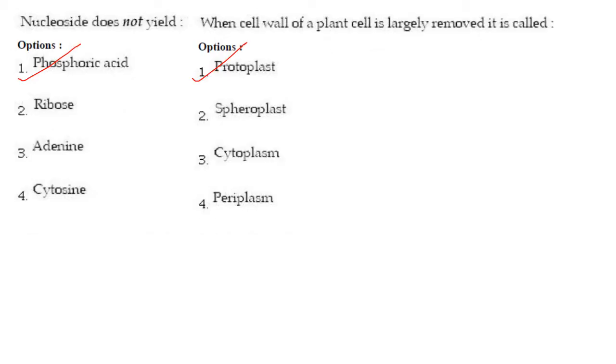Next one, nucleoside does not yield option 1 phosphoric acid, 2 ribose, 3 adenine, 4 cytosine. Answer is option 1 phosphoric acid. Next one, when cell wall of a plant cell is largely removed, it is called option 1 protoplast, 2 spheroplast, 3 cytoplasm, 4 periplasm. Answer is option 1.